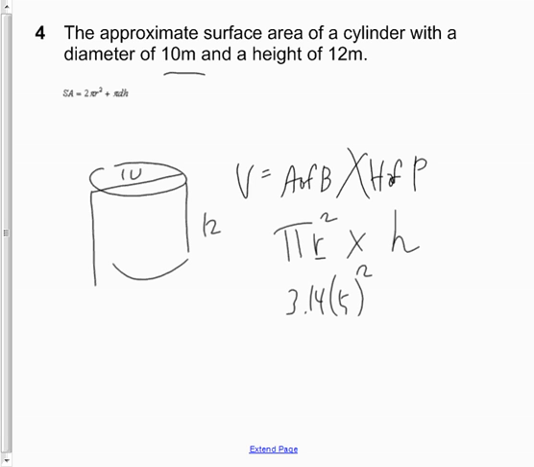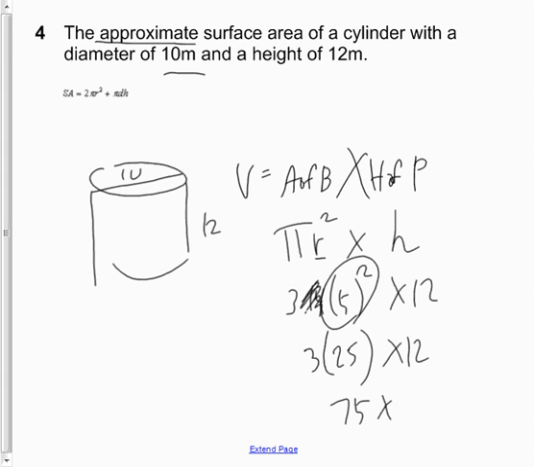Now I'm assuming I use 3, because it says approximate. So you can use 3 instead of 3.14, multiplied by 12. 3 multiplied by 5 squared, don't forget to do your exponents first. Order of operations. You get 75 times 12, which is 510 cubic meters of volume. Okay? And it's important you have your units there, even though in the answer key it wouldn't have it. Okay?